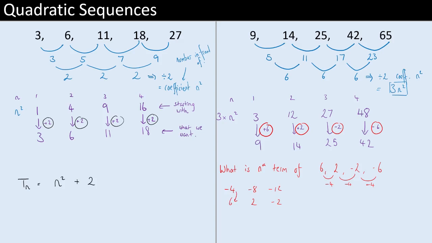To get from -4 to 6, I need to add 10. From -8 to 2, I add 10. And from -12 to -2, I would add 10 again. So this linear sequence is going to be -4n plus 10, which means that my overall sequence is going to be 3n squared from what we had before, this bit up here, and then tacking this bit on at the end.